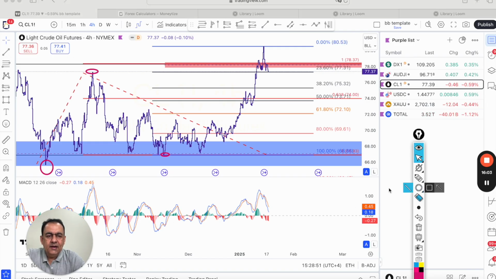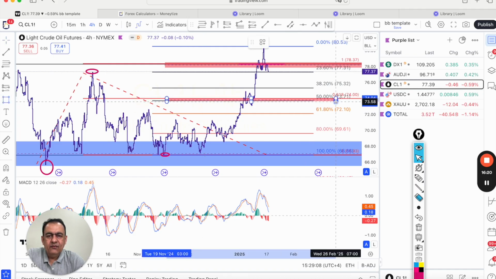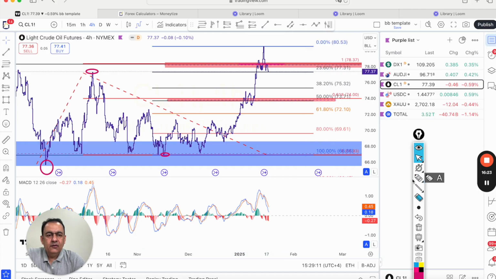So after creating a false breakout above 78.37, crude oil buyers could not retain the momentum, and I can see that correction has started. So the next magnet is formed around this area, 74 to 73.71. So we can expect some short-term pullback, and crude oil can go back to 74 or 73.71. If I apply a rising trend line, it is again giving me the confidence at the same level. So in the short run, I can see that there is a high potential for correction.